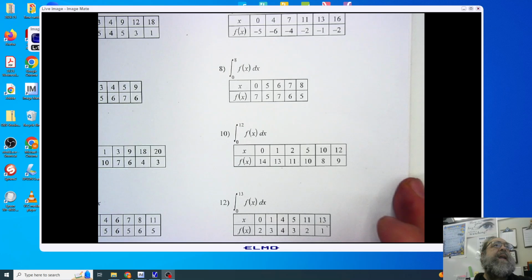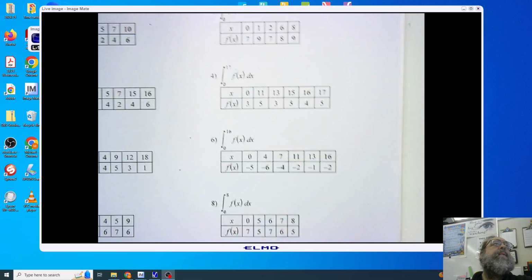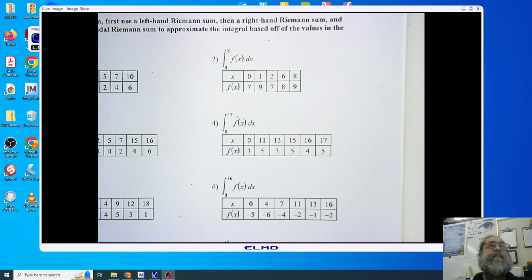This is the 8, 10, and 12. And then the screenshot for numbers 1, 4, and 6. All right, let's take a look.